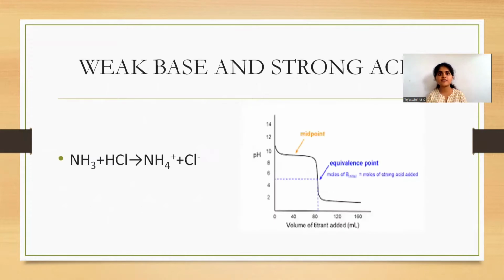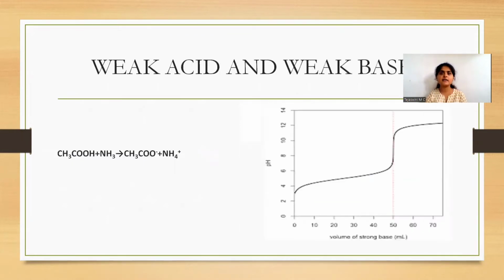The next type is weak base and strong acid. Here the acid and base react to form an acidic solution. During this titration, the conjugate base will be produced, and the pH is below 7 at the equivalence point. And the last one is weak acid and weak base. Here acetic acid treated with ammonia is the example for weak acid and weak base. At the equivalence point, the pH is greater than or less than 7.